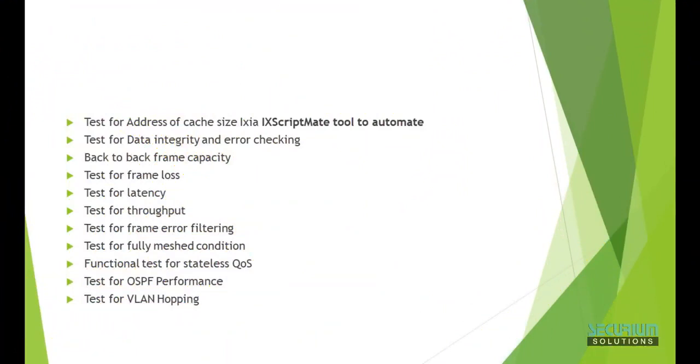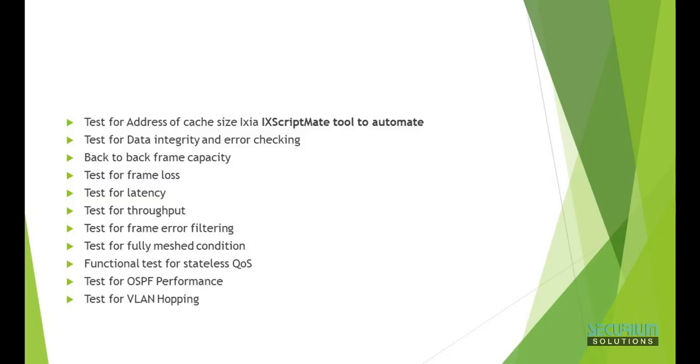And then we have all these various things that we need to test for. We need to test for address cache size, then test for data integrity and error checking, back-to-back frame capacities, frame loss, test for latency, test for throughput, and all this stuff. So all these things are totally based on frames. Once you know how to calculate your frame, you can easily go on with all the testing types.